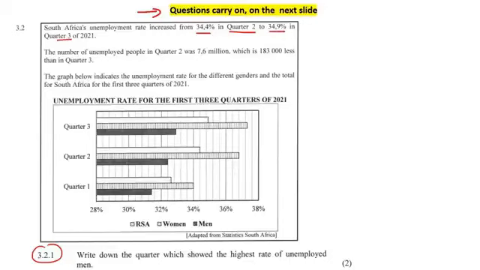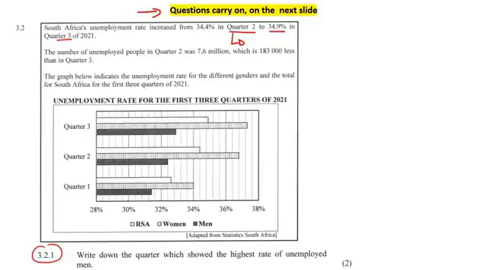Okay, let me just explain that. So in 1 year, there are 4 quarters, right? Like January up to March, April up to June, July up to September, and then October to the end of the year. So every 3 months is a quarter. So in quarter 2, which would typically be April up to June, it was 34.4%. That's the percentage of people that were unemployed.